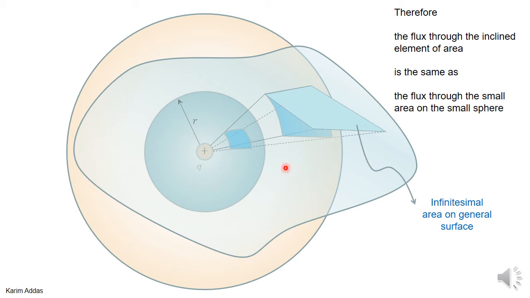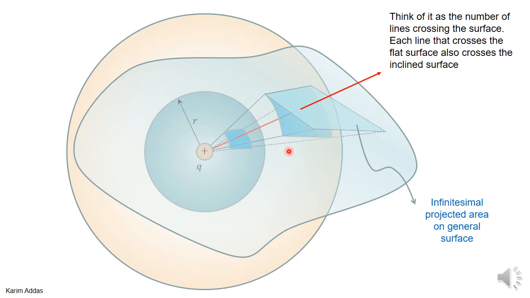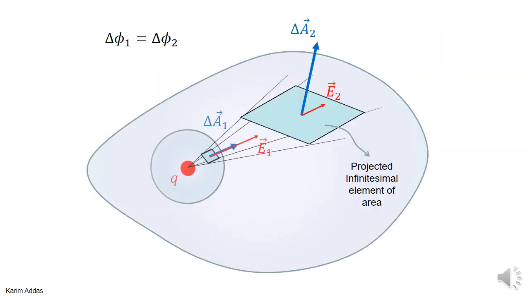If you think about it mathematically, we showed before that when you have a surface that's inclined, the flux through the inclined surface is the same as the flux through the back surface, as long as this inclined surface projects exactly back onto the original surface. It also makes intuitive sense: any line that goes through the small area goes through the big area on the circle, and it also goes through the inclined surface. So since the number of lines is the same, the flux is the same.